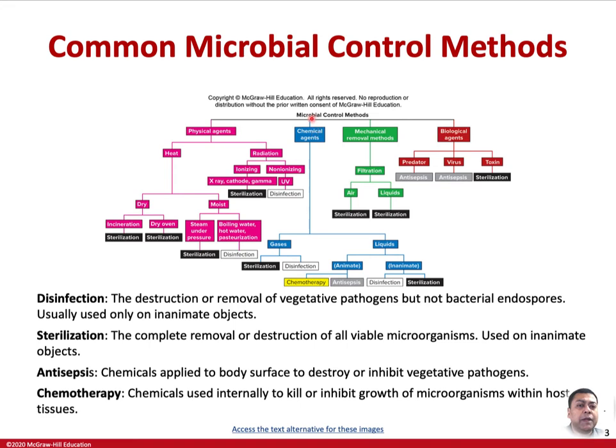The next group is the chemical agent. So physical agent, heat and radiation. Chemical agent, first we are looking at the different types of gases. There are some gases which can completely sterilize, and some of the other gases are used for disinfection as well, but not sterilization.